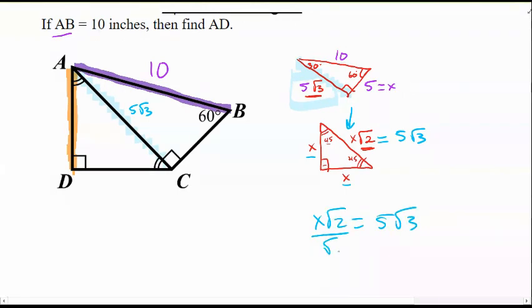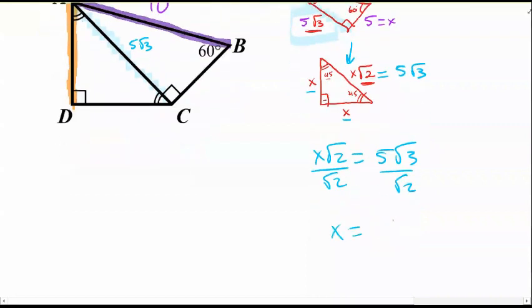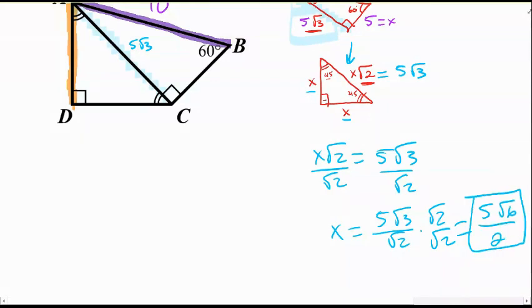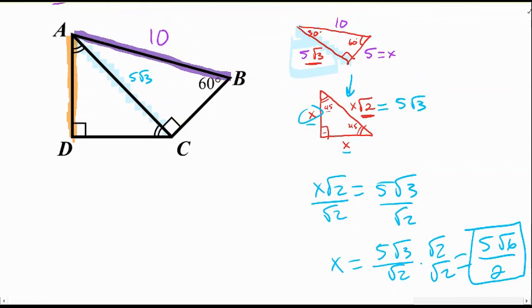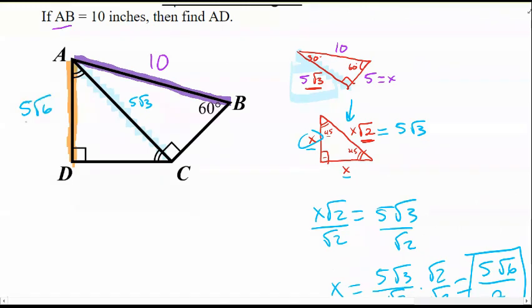I divide both sides by the square root of 2. And remember, I can't have a square root in the denominator. So I'm going to multiply the top and the bottom by the square root of 2. I get 5 root 6 over 2. And that is what X is equal to, which means that is what AD is equal to, 5 root 6 over 2.